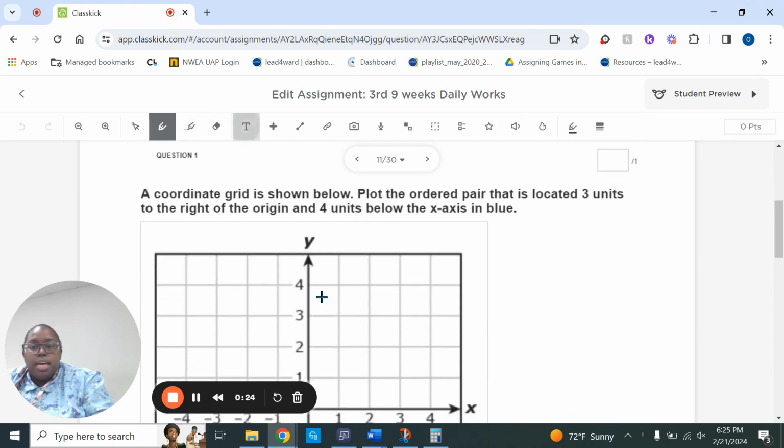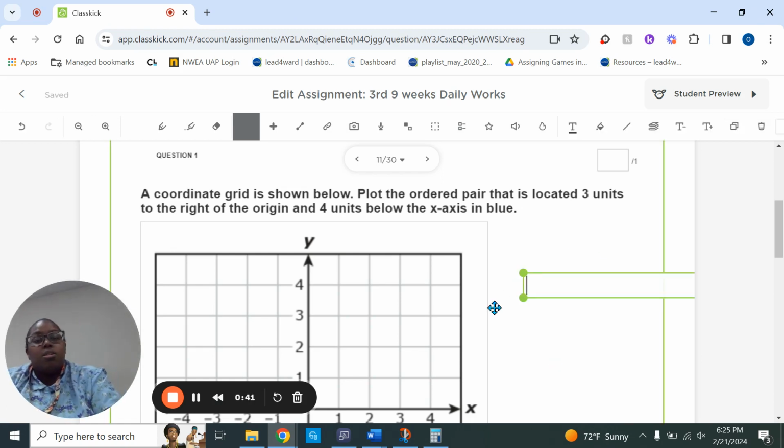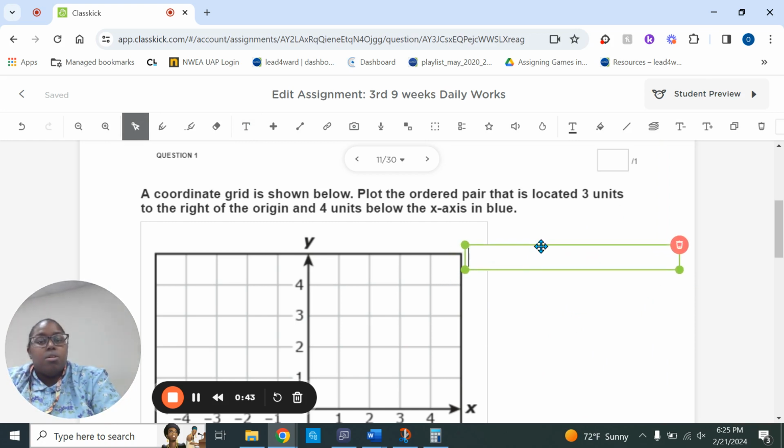So, let's begin with reading. A coordinate grid is shown below. Matter of fact, this is a daily work. I just remember what I said in the previous videos. I am not reading this. You need to read this.